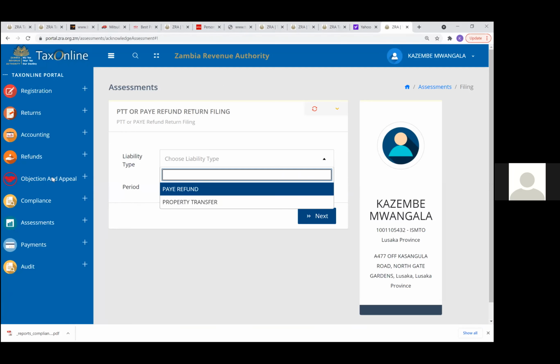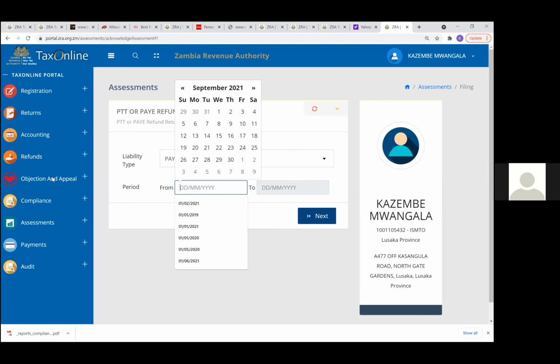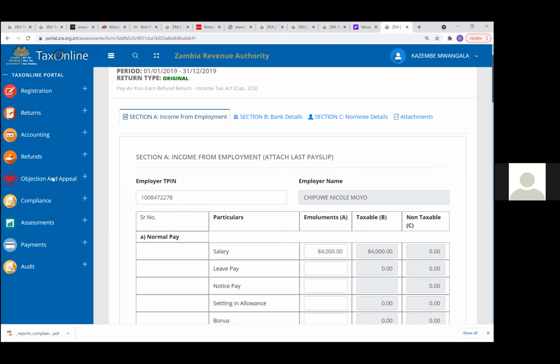At this point, you'll notice that we only have one TPIN for the employer, but this person was working for two organizations. So this change will need to be made so that those who have more than one employer will need to indicate the TPINs of the two employers. But for now, you only indicate one employer. But when it comes to attachments, you will need to attach the payslips from both employments.